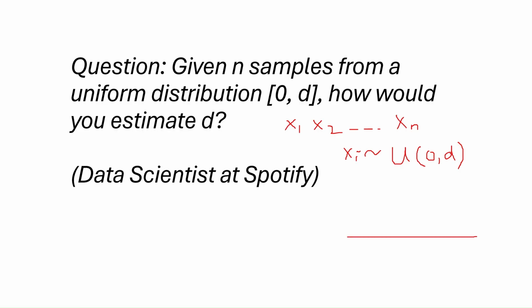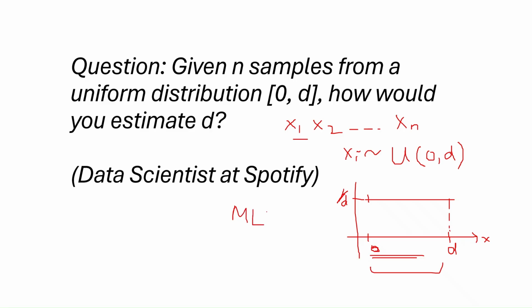Let's say this is 0, this is d on the x-axis, this is the y-axis, this is our distribution. This would be 1 over d because this is a uniform distribution. And all of these points xi are somewhere in this range over here. Now, this question will test your understanding of maximum likelihood estimation. So let's go ahead and see how we solve this.